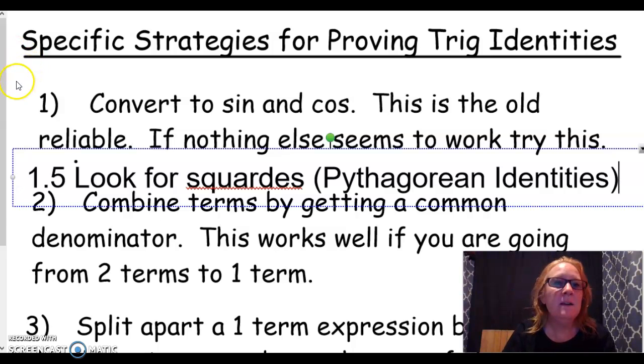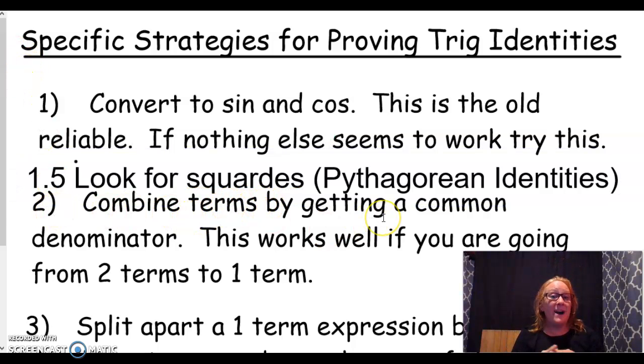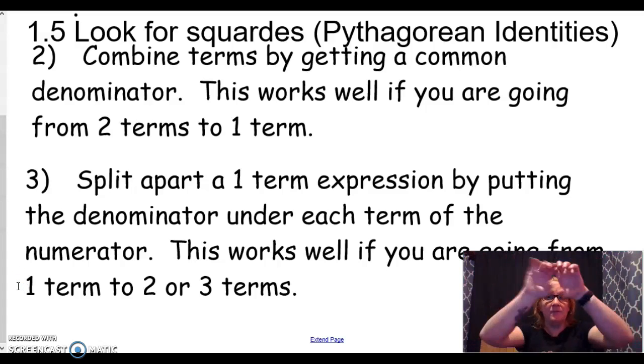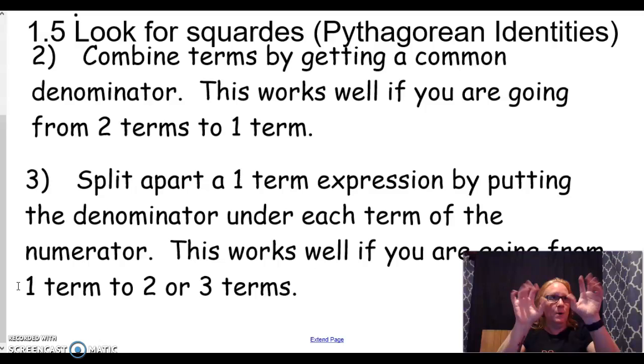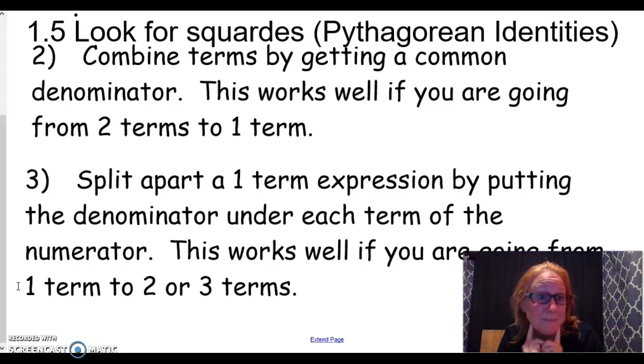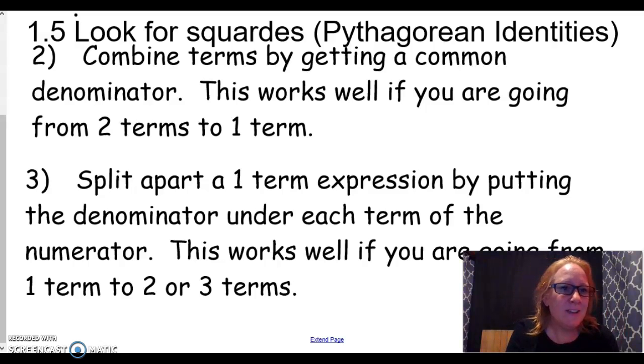Okay. Then, after that, combine terms by getting a common denominator. That happens a ton. If you see a fraction, think common denominator. This works well if you're going from 2 terms to 1. Now, what if you have a plus or a minus on the top of a fraction? Well, then you can actually split it apart, going from 1 term to 2 or 3 terms. This is later in the notes, but I'm just going to make this video about things to try if you don't know what to do.